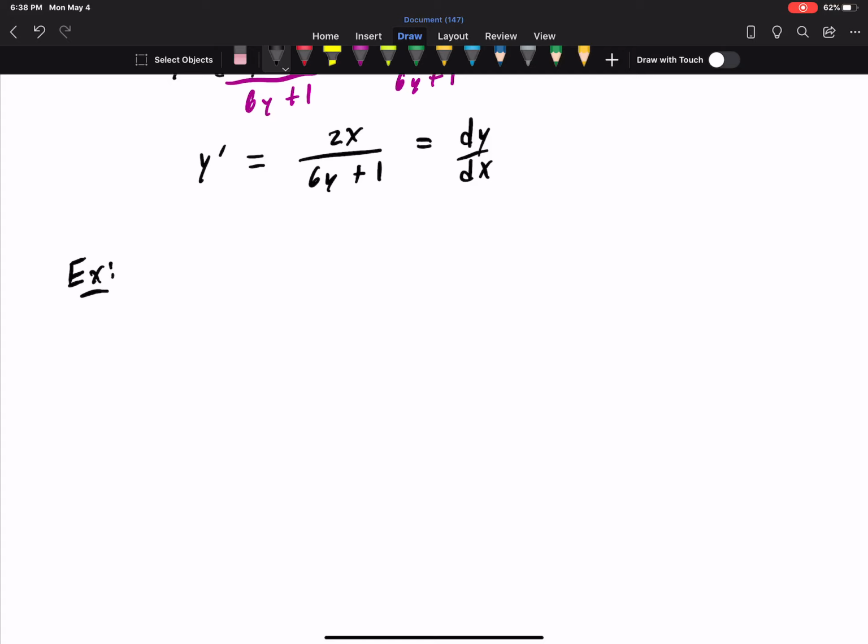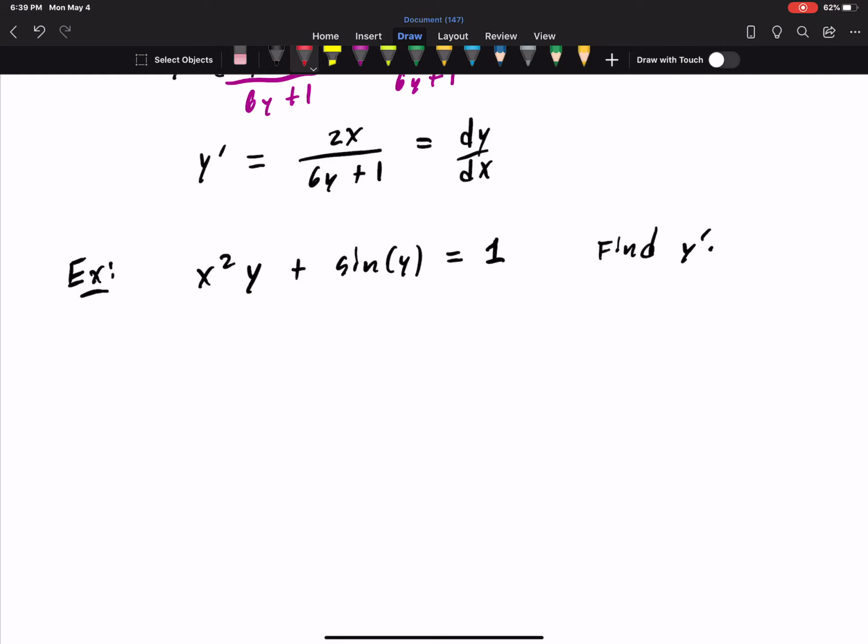Let's do x squared times y plus sine of y is equal to, let's go with 1. Keep the right-hand side simple. All right, so now, the goal is to find y prime. That is the derivative of y, even though we don't know the original function.